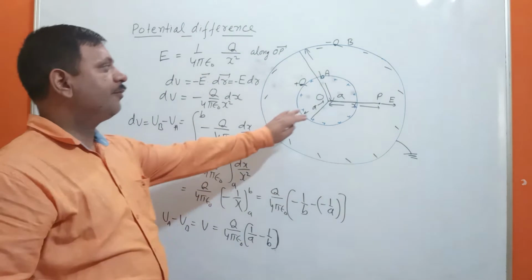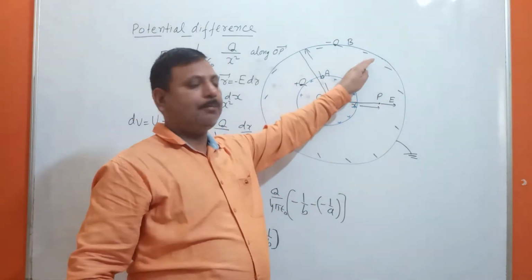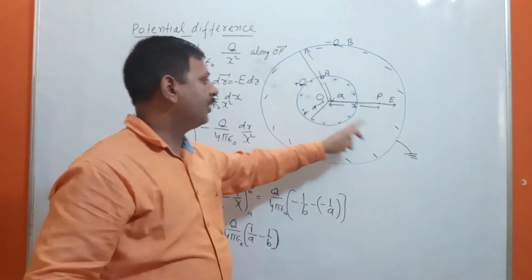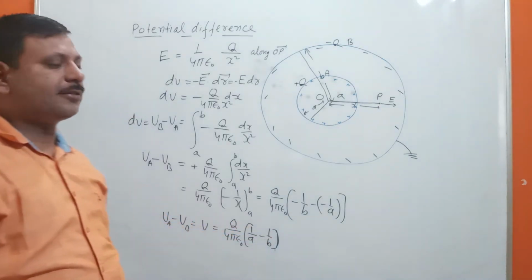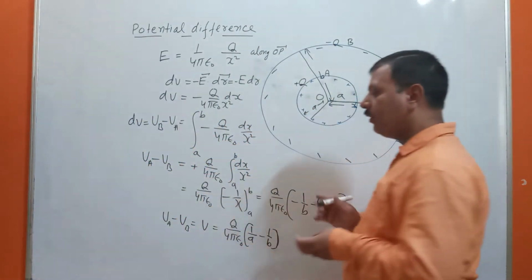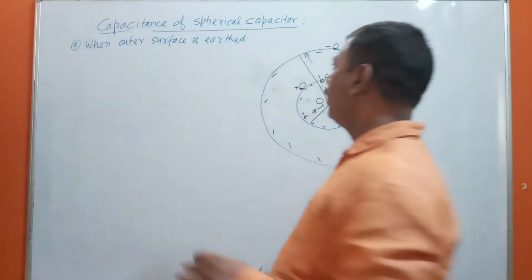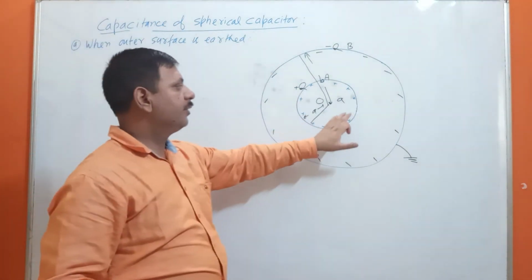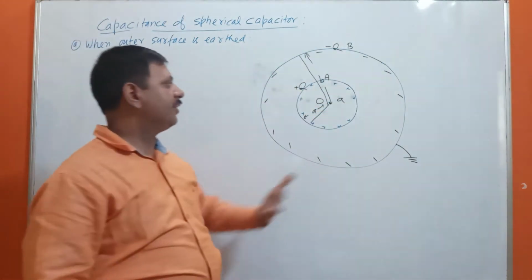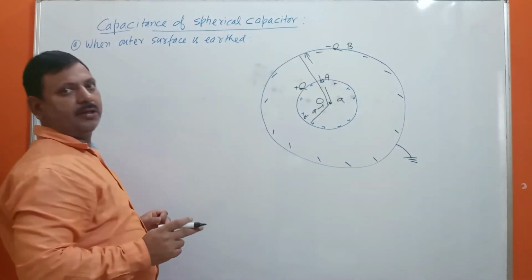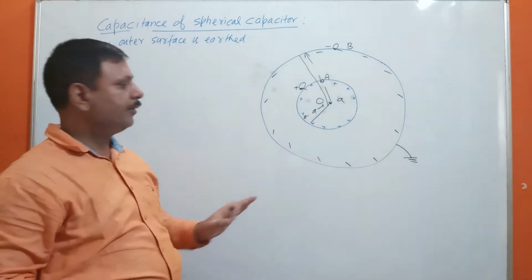Remember that if a charged sphere has charge Q, and another sphere B is taken whose outer surface is earthed, the potential difference between these two spheres is V equal to Q upon 4 pi epsilon naught, 1 upon A minus 1 upon B. Once we know the potential difference, we can find the capacitance of a spherical capacitor whose outer surface is earthed. The radius of the inner is A, the outer radius is B, the inner we have charged Q, the outer we have earthed, so the same minus Q charge will develop on B when it is earthed.